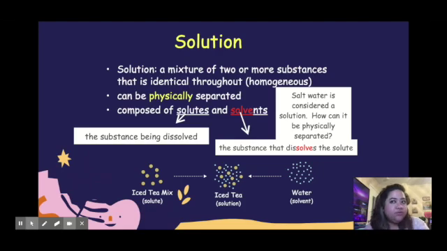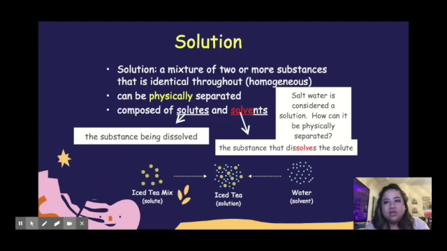So, an example of gas solution is air. Air is a mixture of different gases: oxygen, argon, hydrogen gas. They are a mixture, but we only see one phase, or actually we can't see the air, but they are identical throughout. We cannot identify what is oxygen, what is hydrogen, what is argon. We all know that is air, okay? Because they are identical throughout.